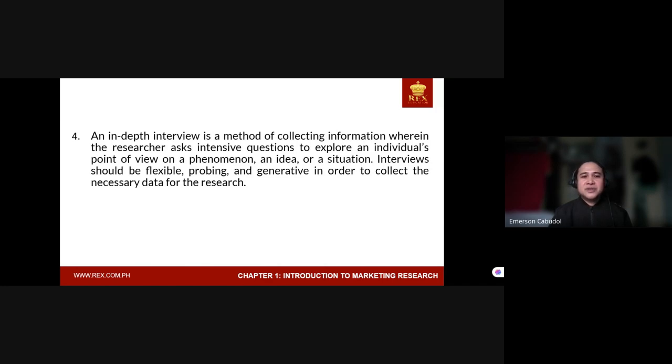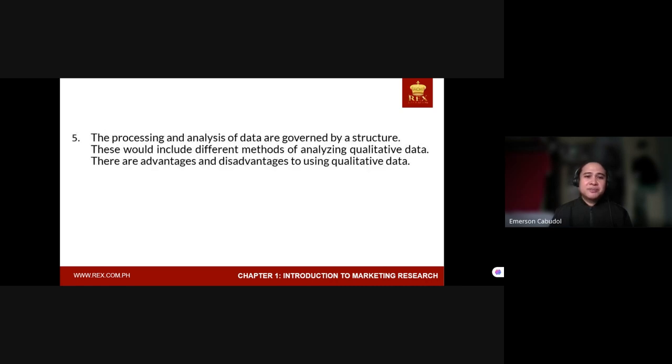Four, an in depth interview is a method of collecting information where the researcher asks intensive questions to explore an individual's point of view on a phenomenon, an idea, or situation. Interviews should be flexible, probing, and generative in order to collect the necessary data for the research. Five, last, the processing and analysis of data are governed by structure. This would include different methods of analyzing qualitative data. There are advantages and disadvantages to using qualitative data.